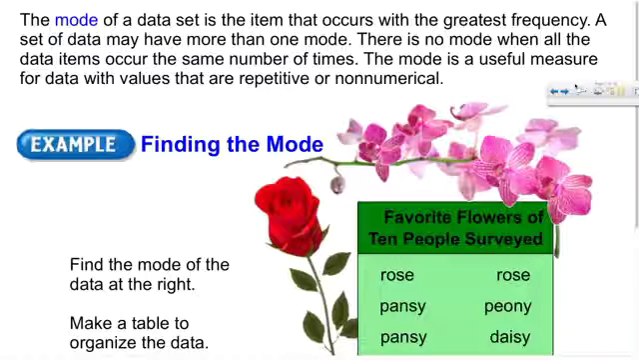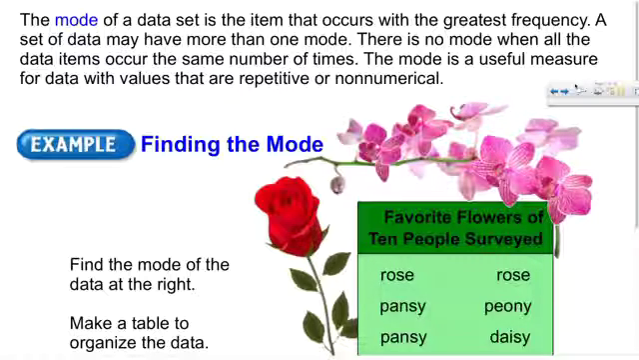So let me summarize what that says. The mode is the number that repeats the most. You can have a tie for the most, which means you would have more than one mode. But if all the different possible numbers repeat the same amount of times, a tie for the most, then there's no mode. If none of them repeat, there's no mode.